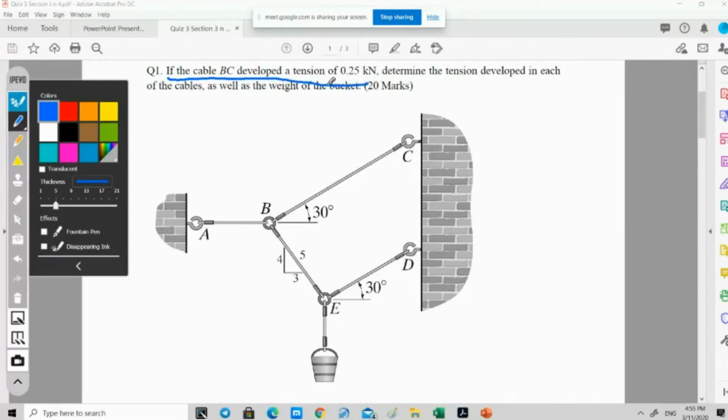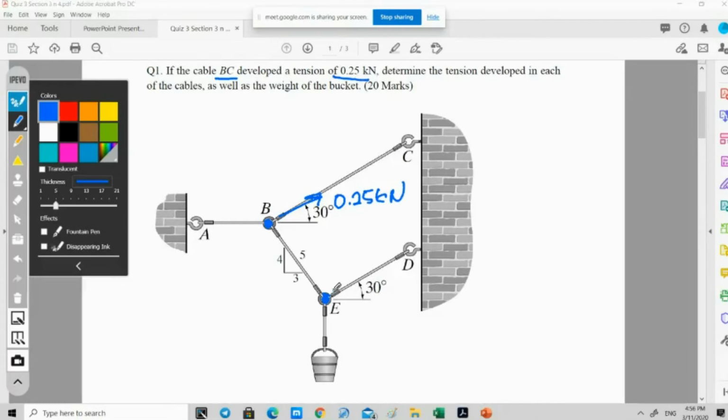So meaning that, in BC, you have this one, right? So this tension here is basically 0.25 kilonewton. In a question like this, from the beginning you should be able to understand from the get-go, right? You have basically this point and this point.